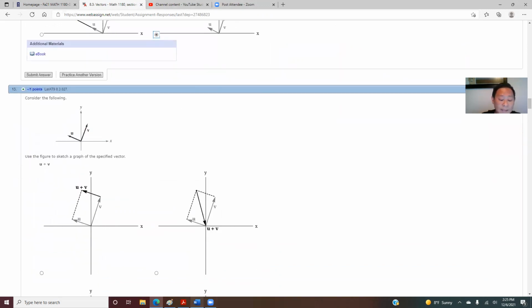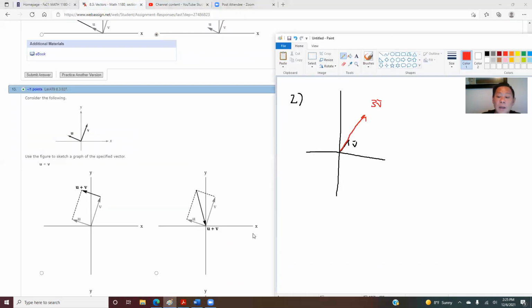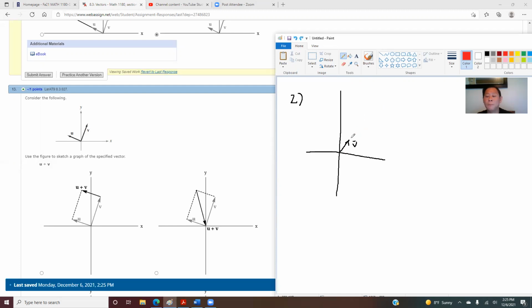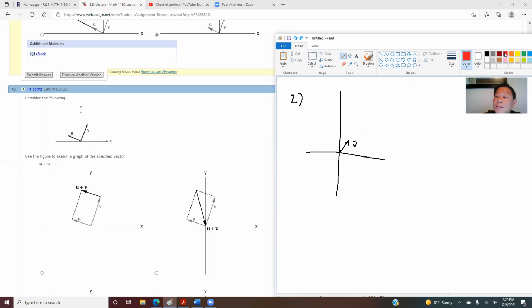What is u plus v? So 3v means we zoom or make it longer 3 times. Let's say you want to find u plus v, because the question is asking. So this is v and this is u. In order for you to draw u plus v, you have to draw a parallelogram. A parallelogram means the opposite sides have to be the same.